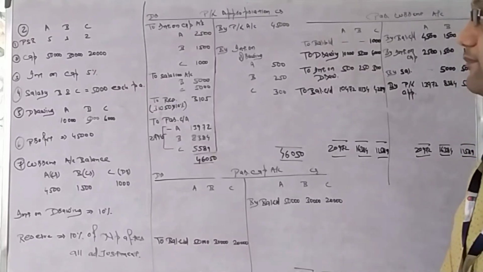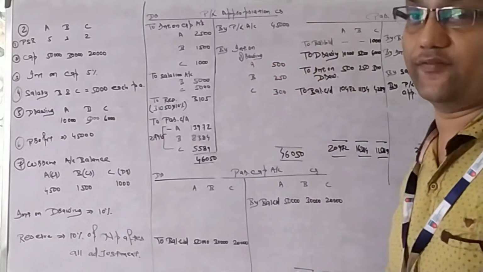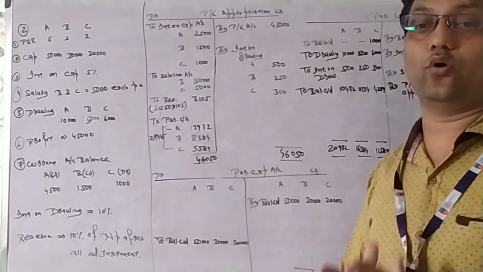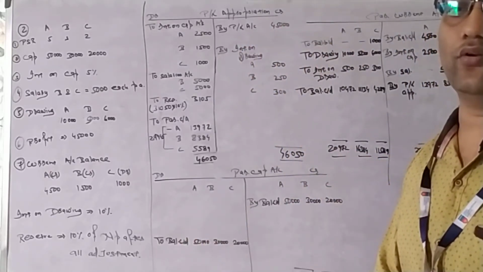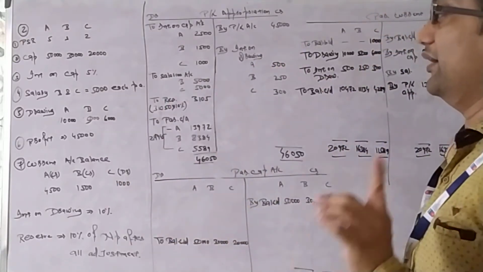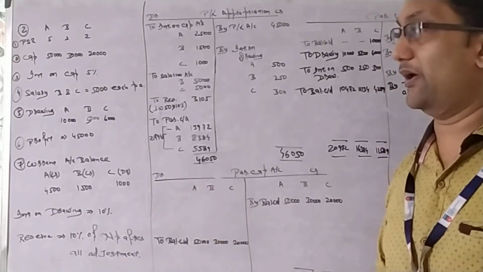Alright, we are starting our sum. We will write by P&L net profit 45,000. By P&L account 45,000. There is no interest on loan, no rent to partner, so we will not deduct anything. We will directly write 45,000 from the question. Interest on drawing is 10% per annum.